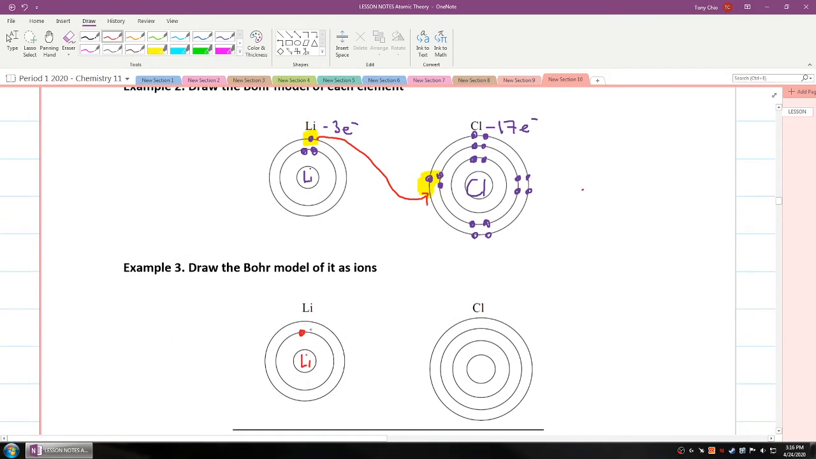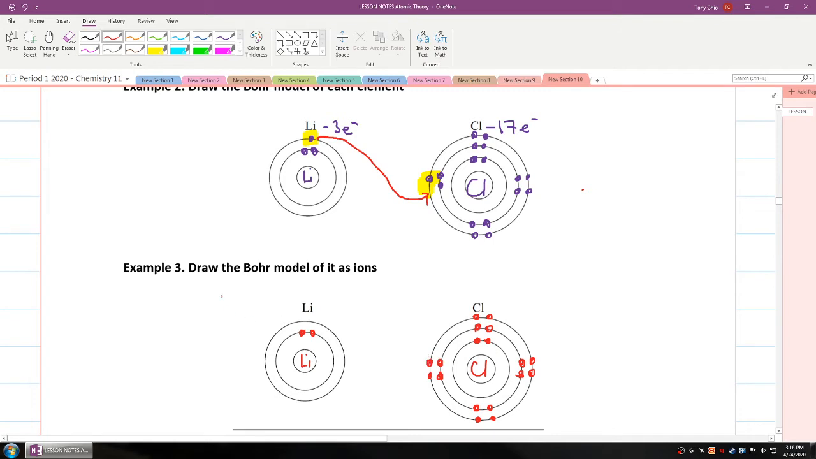And this is what you're going to get. So chlorine will look like this now. And once you finish drawing chlorine, you're going to notice that chlorine now has a full outer shell. Lithium also has a full outer shell.